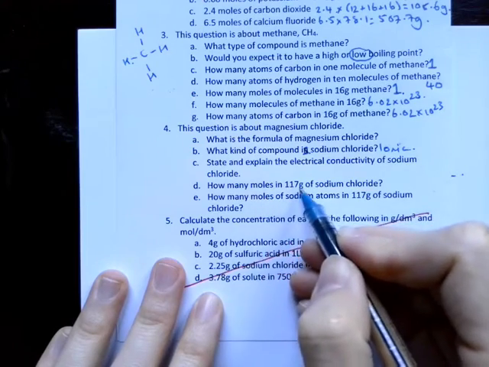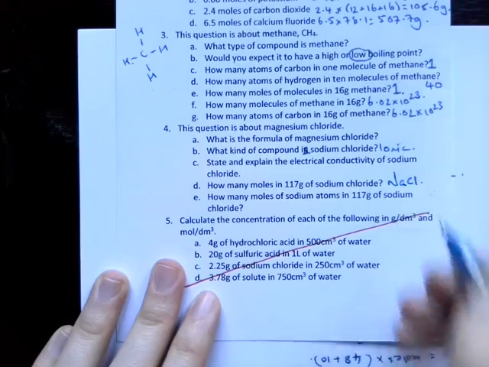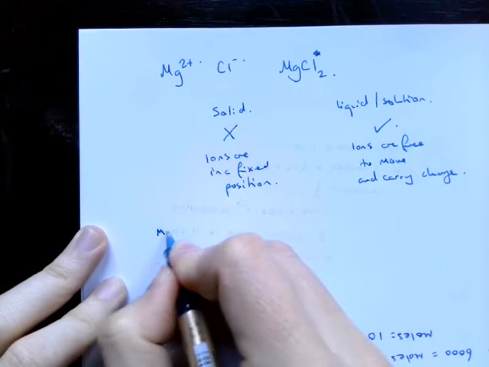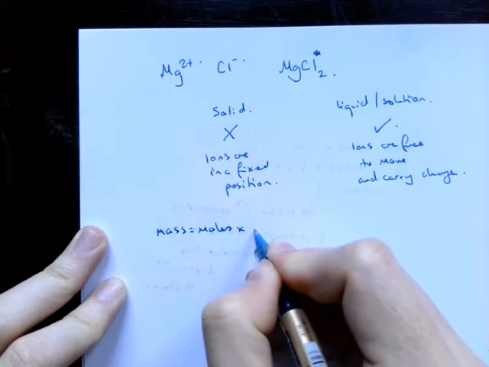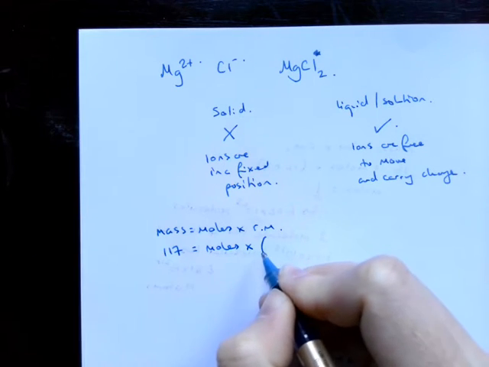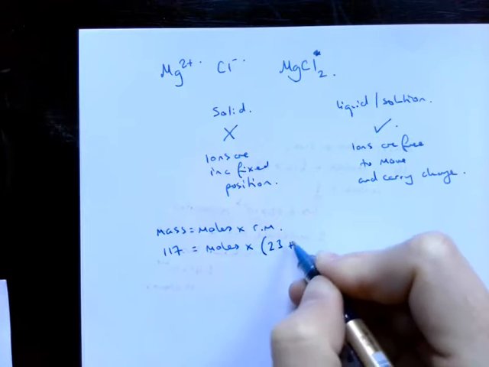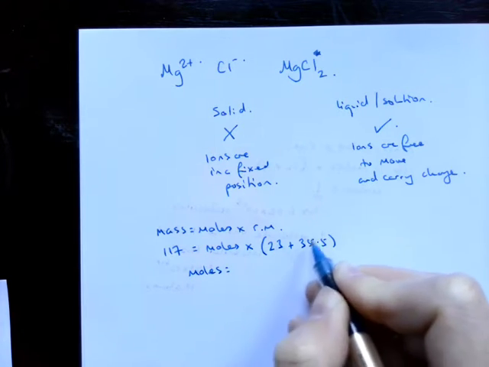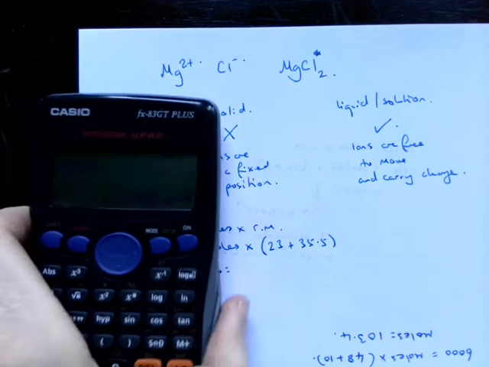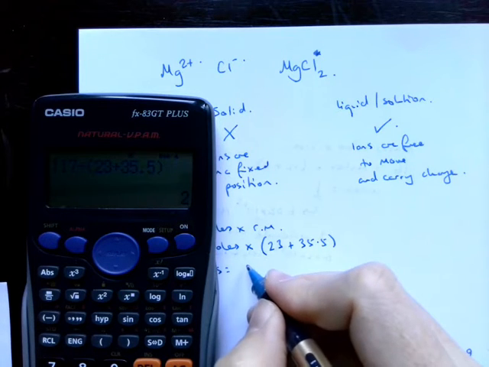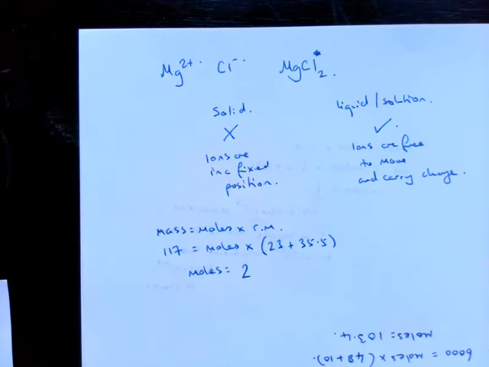How many moles in 117 grams of sodium chloride? Sodium chloride is NaCl. My calculation is mass equals moles times my relative mass. I've got 117 grams. Moles is what I want to find. The relative mass is going to be the mass of sodium, 23, plus the mass of chlorine, 35.5. So my moles, I divide both sides by this number: 117 divided by 23 plus 35.5, which gives me 2 moles.